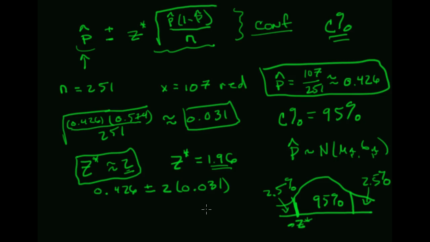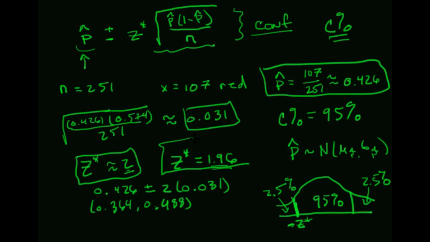0.031, which, okay, so if I put the minus and the plus in there, this is going to give me an interval between 0.364 and 0.488. Okay, that's pretty good. So I know that the actual proportion of this population of beads that are red is somewhere between 36.4% and 48.8%. Pretty tight.